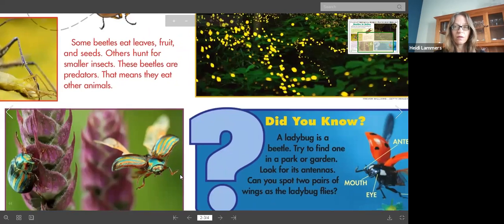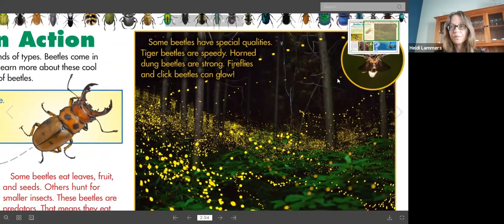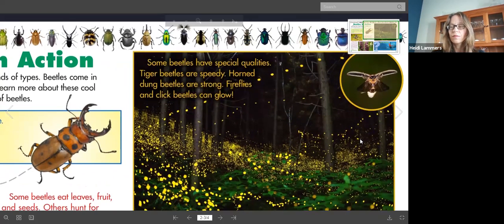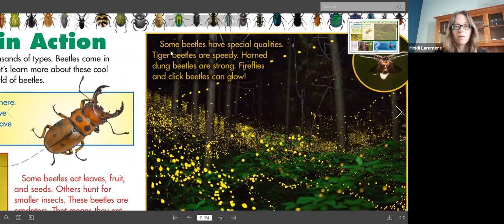Okay, let's go to the next section. Here in that circle is the beetle that we're going to read about next. I think that's a firefly. Let's read the yellow text together. Follow along with me the best that you can.